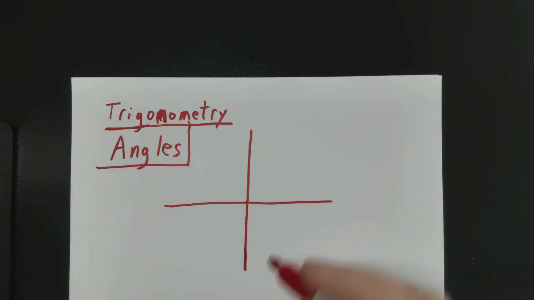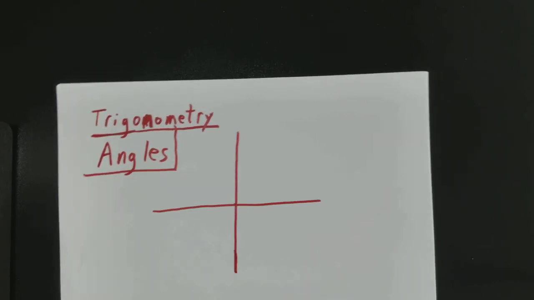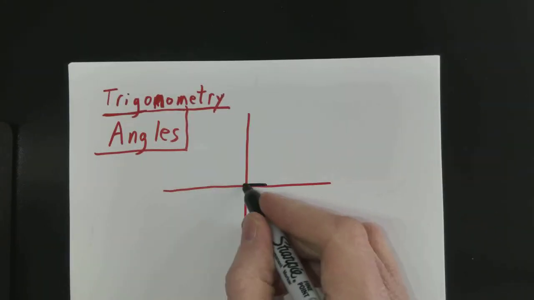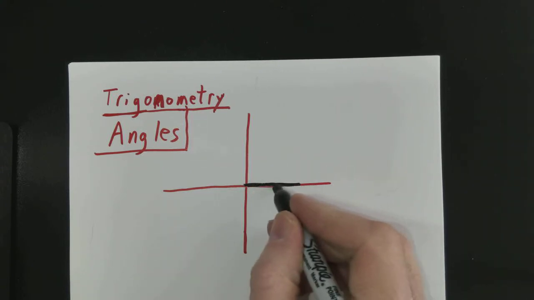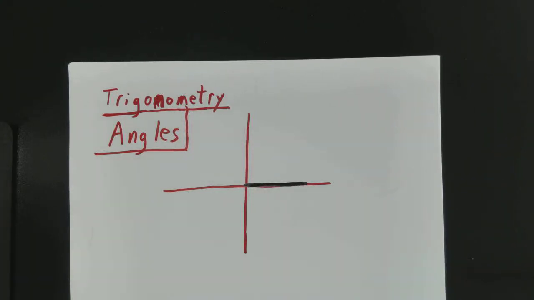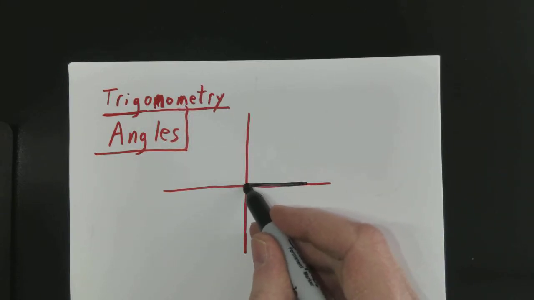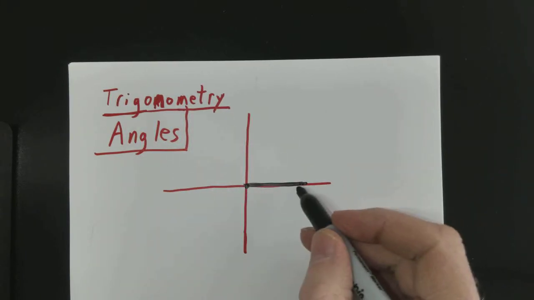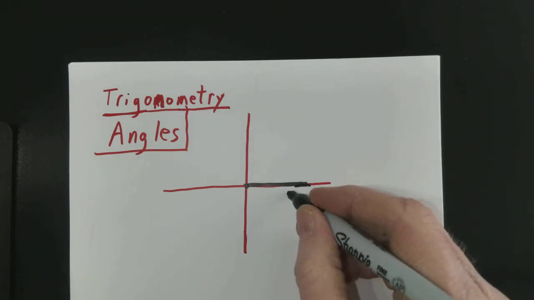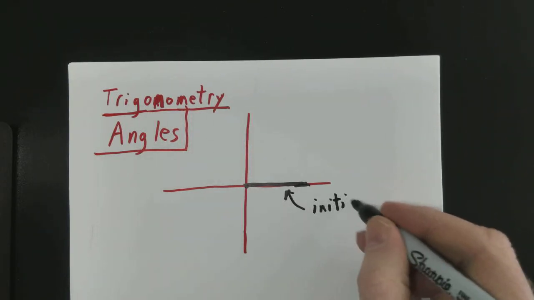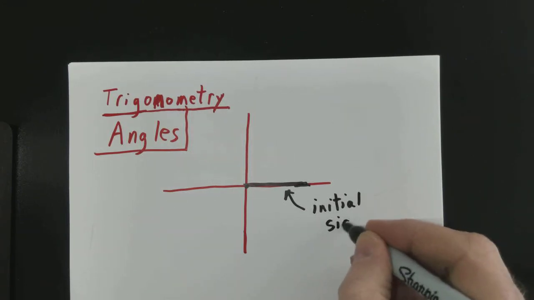Draw an X and Y axis. We're going to be in standard position, and I want to just kind of point out what a standard position is. On the positive x side, from the origin, the vertex is at the origin, the positive x side is the initial side of your angle.